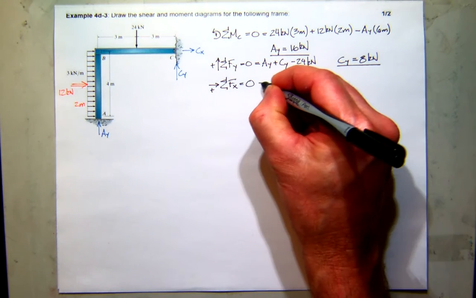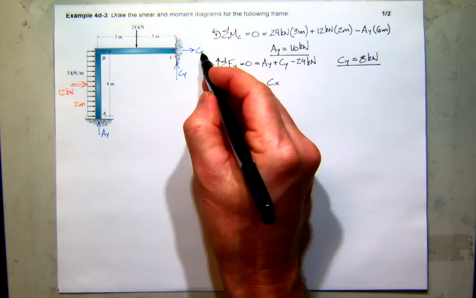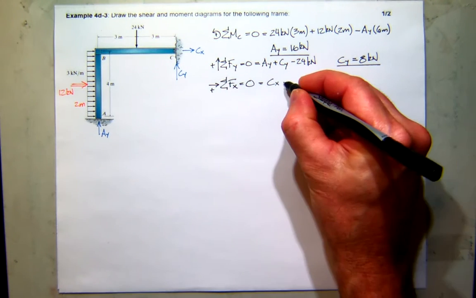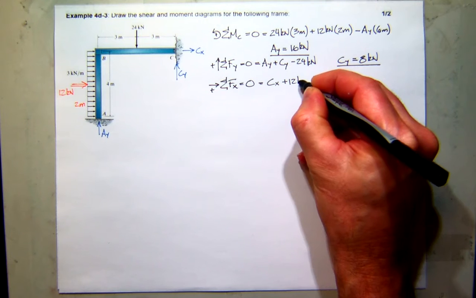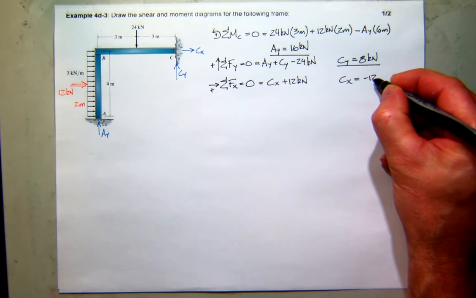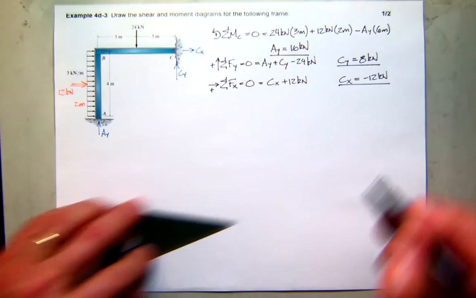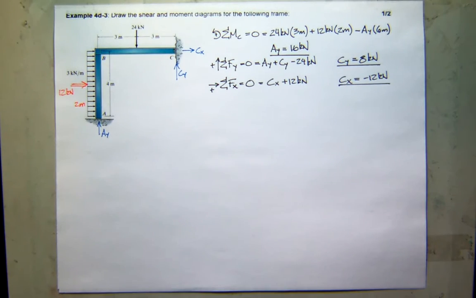So what do we have? If we sum forces in the x direction, we have what? Cx is to the right, and we have 12 also to the right. So it looks like Cx is going to be minus 12 kilonewtons. Did I lose anything along the way? Looks reasonable.